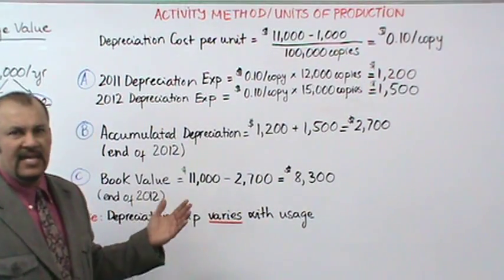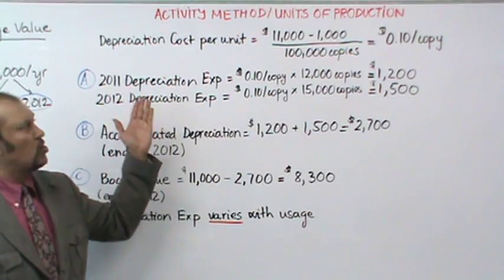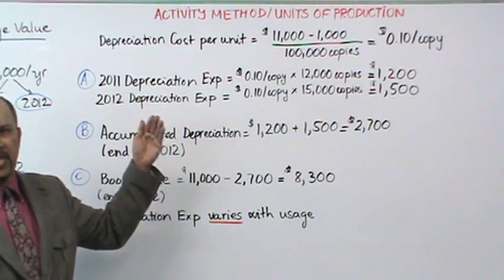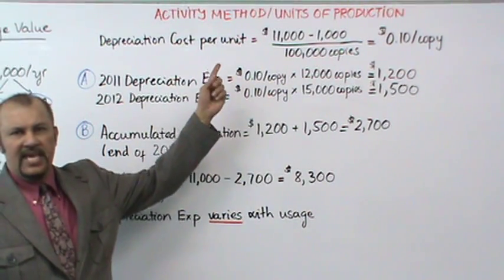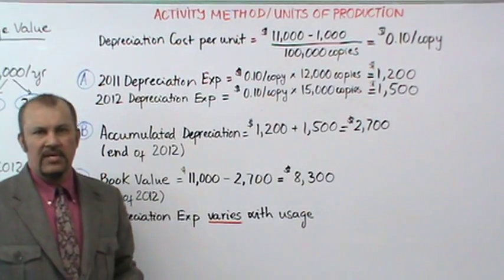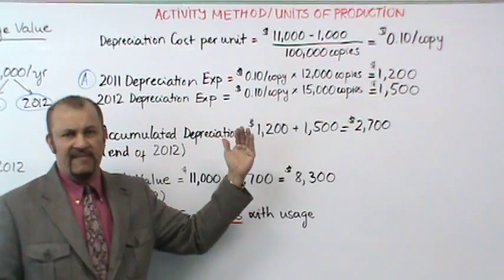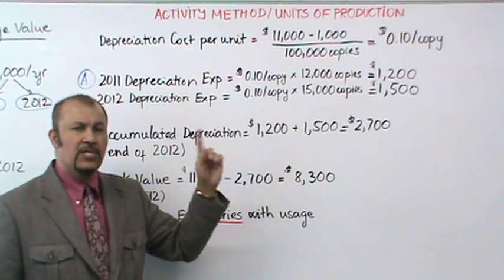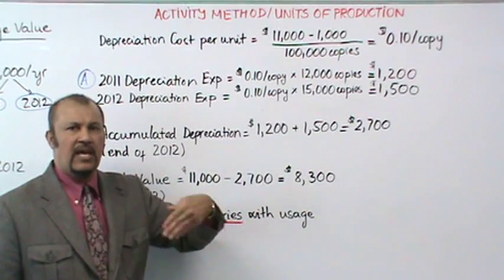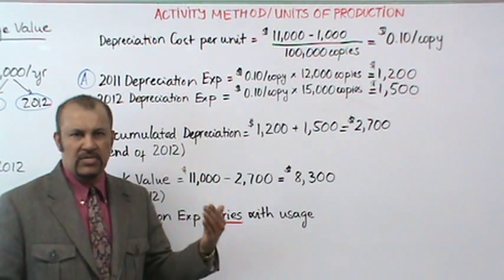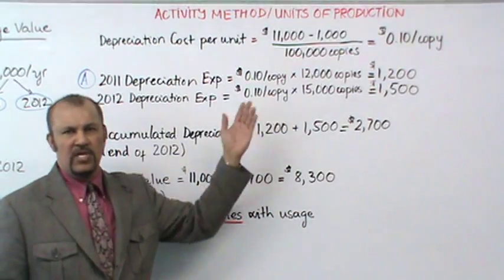Piggybacking on that data, under this method, the first thing we're going to calculate is the depreciation cost per unit. In this case per copy, because we are depreciating a copier. So we'll take the original cost of 11,000 minus the residual value of 1,000 and divide that by the useful life of 100,000 copies. Note again, we're going to use the useful life expressed as an output, in this case 100,000 copies, to come up with the depreciation rate per copy, which in this case works out to 10 cents per copy.